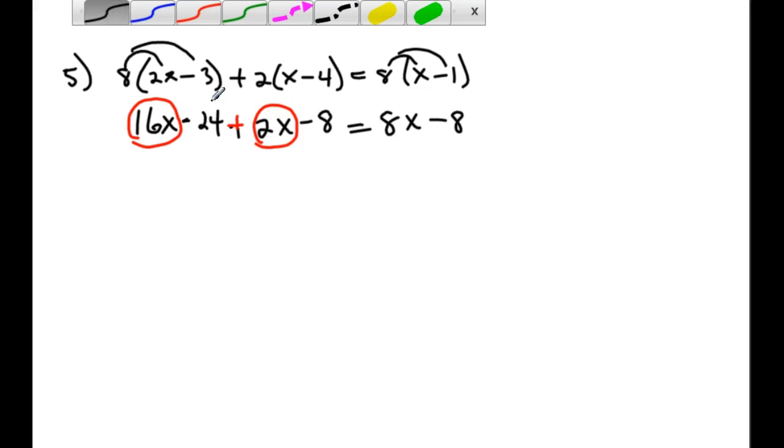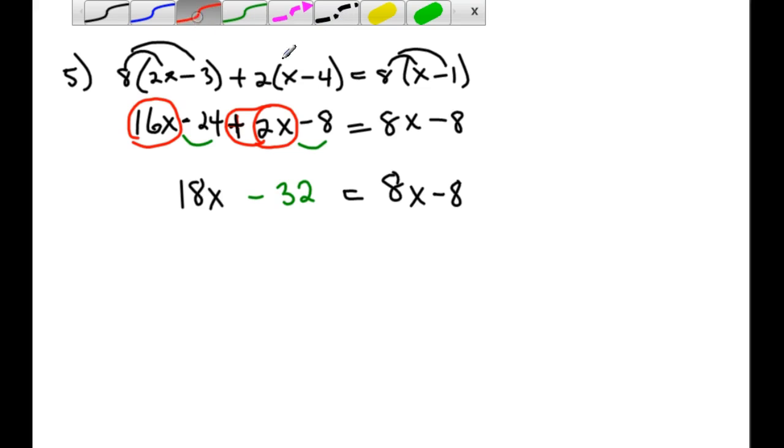Alright, you're going to combine the like terms. So that's going to make 18x. I'm going to combine a negative 24 and the negative 8. I made a crucial error over here. I should have included that. I'm sorry, but it doesn't change anything. Negative 24 and negative 8, they all get along. There's no canceling. Okay. I combine like terms on one side of the equation first.